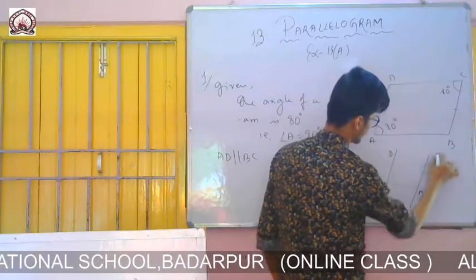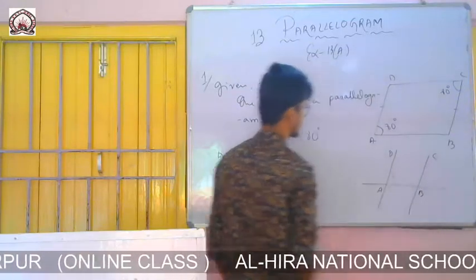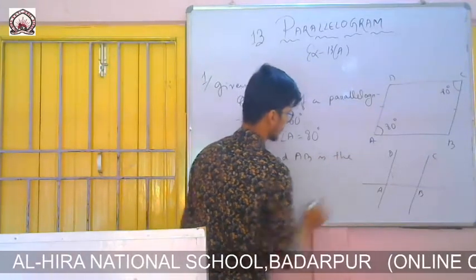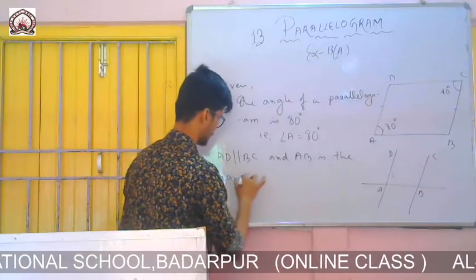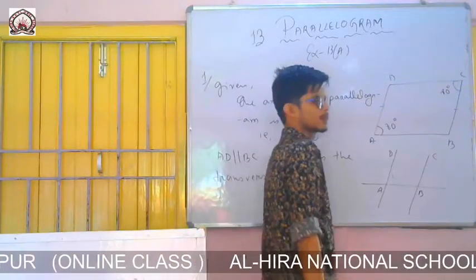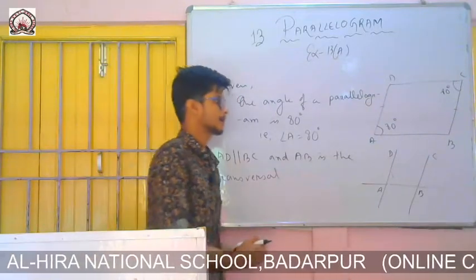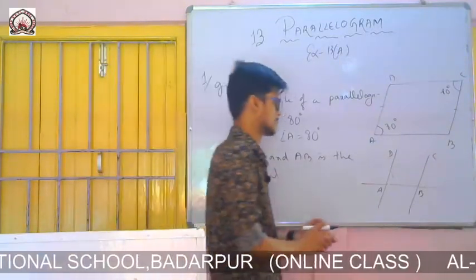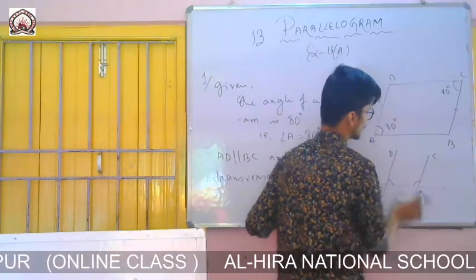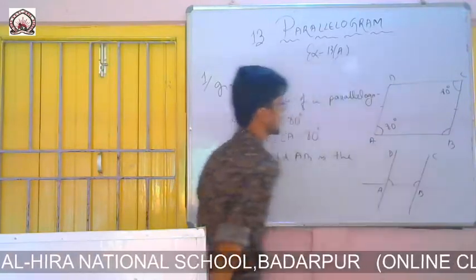AD and BC are parallel to one another, and AB is the transversal. So we know that in the case of parallel lines, co-interior angles are supplementary. They are 180 degrees. If I add these two, it will be 180 degrees. That means angle A plus angle B will be equal to 180 degrees.